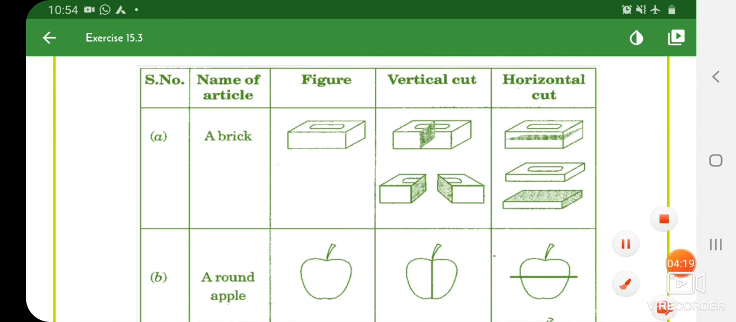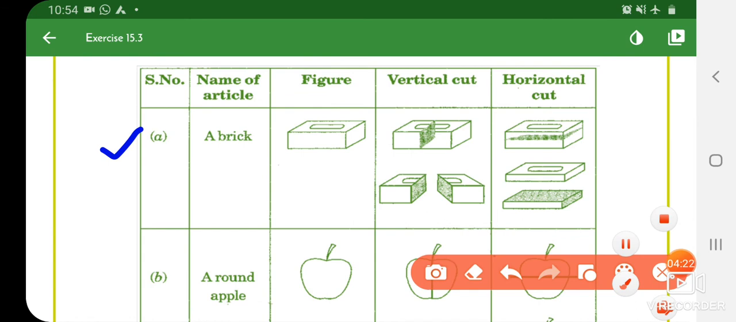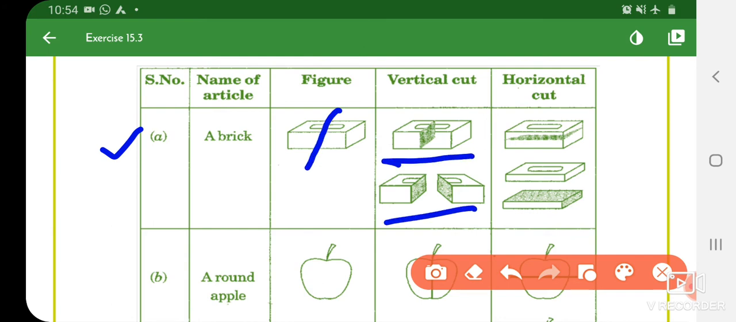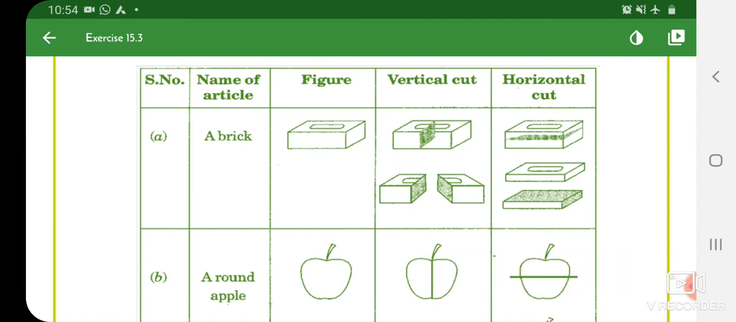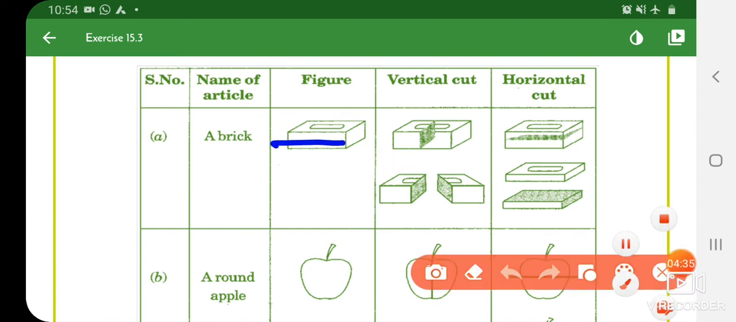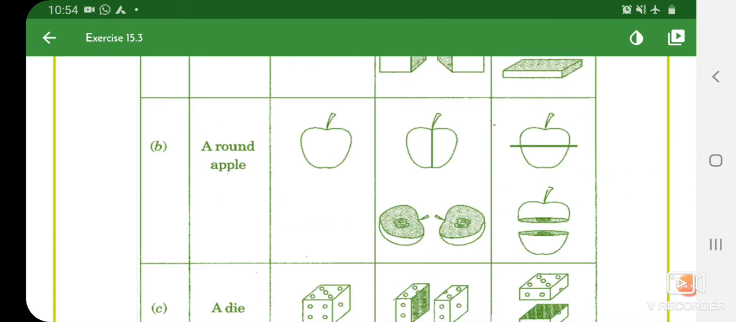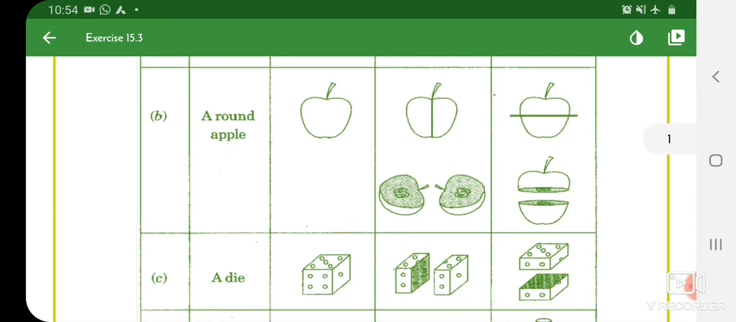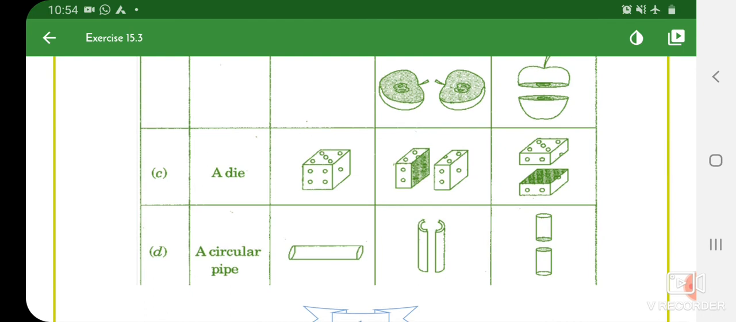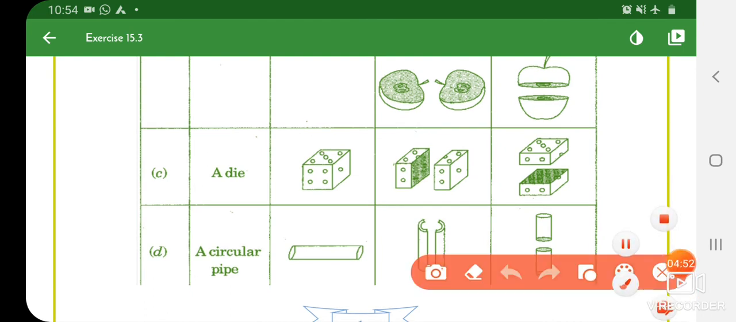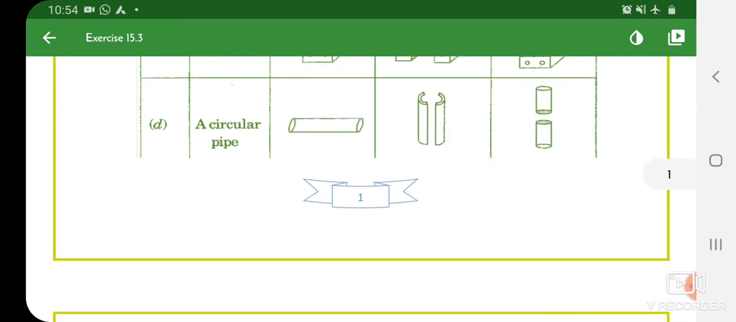First we have to write a serial number. After that the figure, vertical cut and horizontal cut. Okay. Vertical cut, when we cut vertically, we get this type of shape like that, and when we cut a brick horizontally, okay, we have to cut like that. So these are like that shape. Next, in the round apple, we cut vertically, and after that horizontally, and we can see the apple figures, and die. Okay, and the circular pipe, we can cut vertically, okay, and after that horizontally, so we can see figures like that.